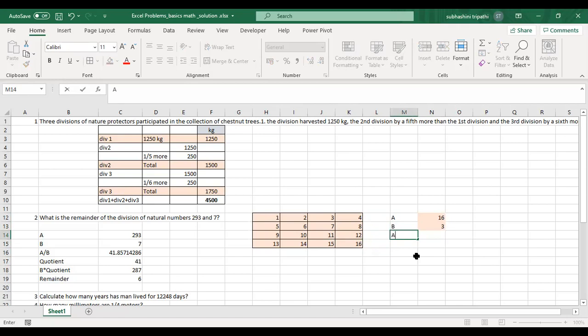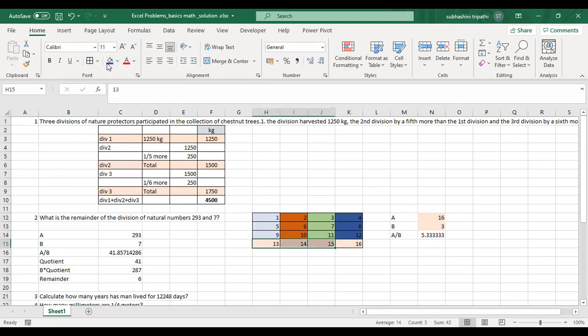So what is the answer? 5.33. Why? Because 3 into 5 is how much? 15. If I look at it visually, I can see that I can make blocks of 3, 3 each. So I can make this as one block, this as one block, this as one block, and this as one block. So what is the one left? Remainder, right?